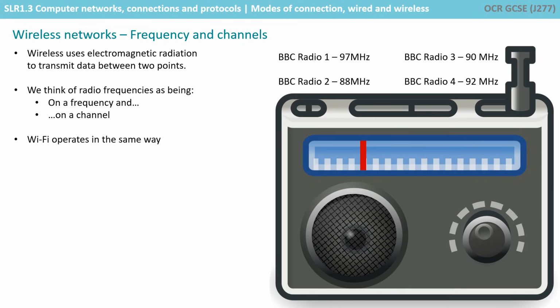Now let's take a look at how wireless works in a little more detail. Because wireless is using electromagnetic radiation to transfer signals between 2 points, they have to be transferred on a number of frequencies, and each frequency is given a channel number for convenience. So for example, BBC Radio 1 is at 97 MHz, BBC Radio 2 is 88 MHz. We can think of radio channels as being on a frequency and at the same time being on a channel.